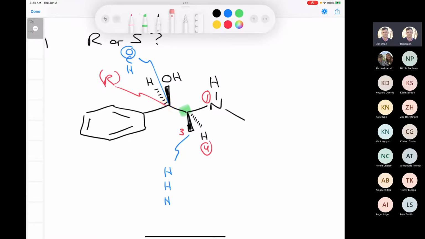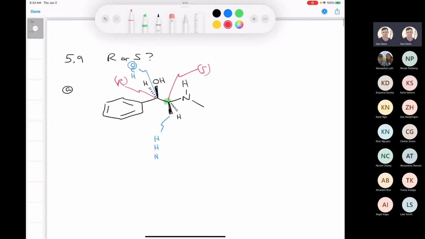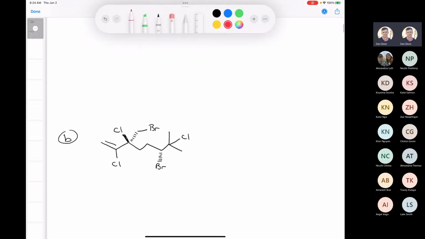So let's remove some of this stuff here for clarity's sake, and we can say that this is S. Everybody with me on that one? Any questions about that one? Again, this is question 5.9a. The entire solution is worked out in the textbook. Let's try one more, and then we're going to get into something new.